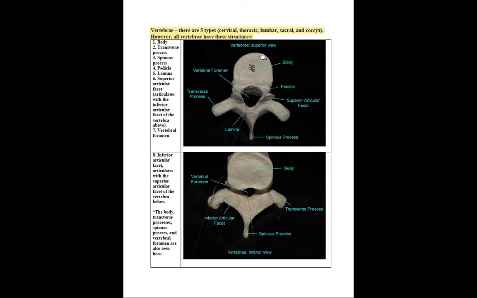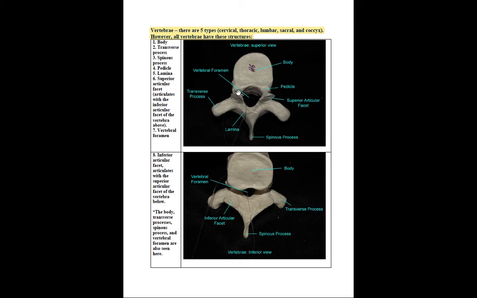So here we go. All of them have the body of the vertebra. Here's the body. That's kind of the easiest portion. It's the bulk of the vertebra. The transverse process sticking out on the sides here. Spinous process sticking out posterior towards the back. If you palpate along your spine, this is what you can feel, all those spinous processes. The pedicle. The pedicles are hard for most people.